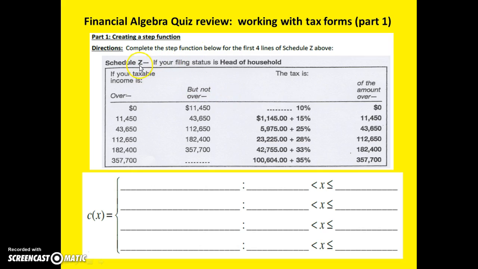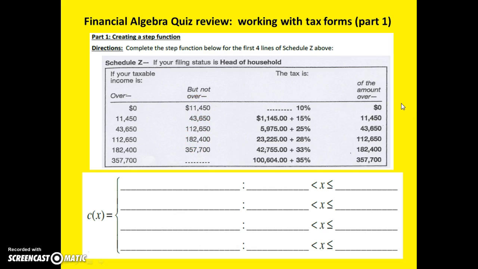And notice that this part of Schedule Z is for head of household. And the minimum amount of money you can earn is anything over 0. Okay, so this wasn't one of those forms that you had to earn at least $100,000. So the object here was to create a step function based on the first 4 lines. So the first line is here, second line is here, third line, fourth line, fifth line, and sixth line. You only had to use the first 4 lines.